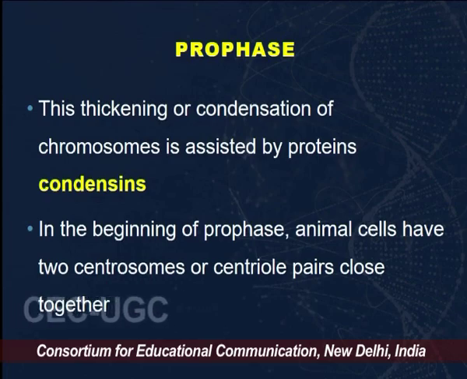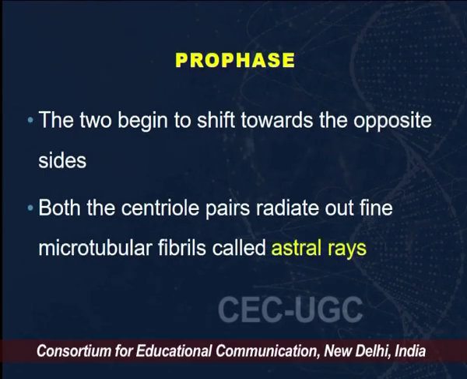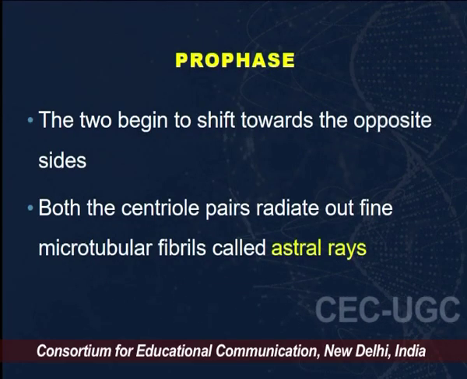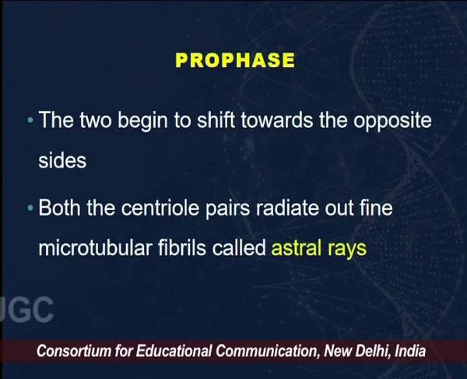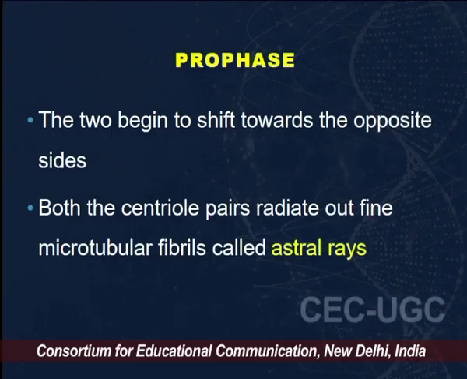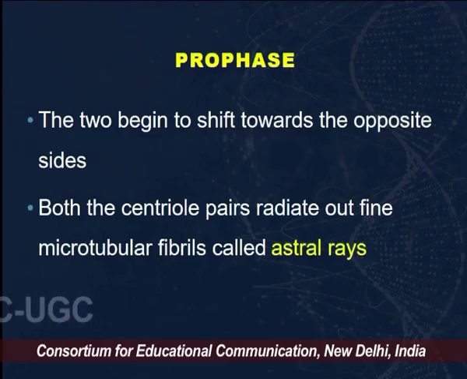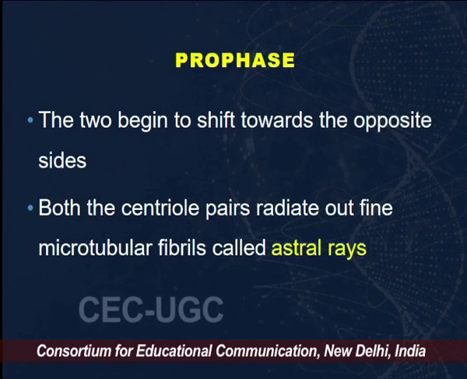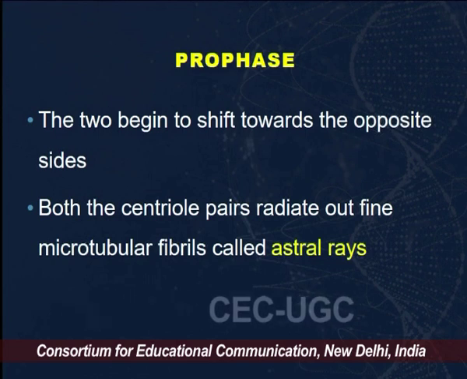Now, after the prophase begins, they will start separating from each other. The two begin to shift towards opposite sides, and both the centriole pairs radiate out fine microtubule fibrils called astral rays. There is a difference that in plant cell division, we will see some changes in the prophase, which makes it different from animal cell division.